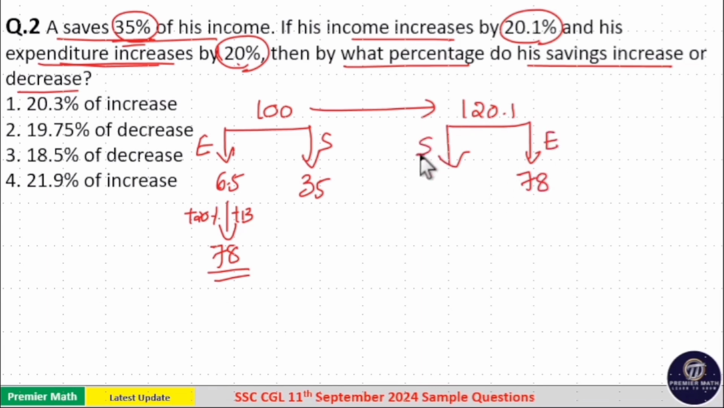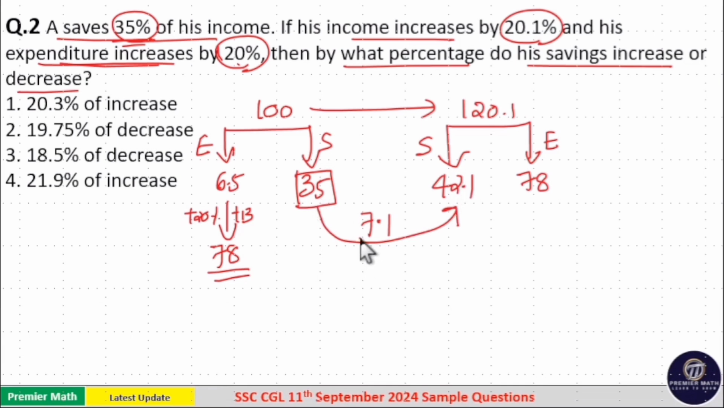Remaining is the savings. So savings is equal to 120.1 minus 78. 80 plus 40 is 120. So this is 42.1. So the new savings is 42.1. Now the increment is from this 35. So the increment is equal to 7.1 rupees. 42.1 minus 35 is 7.1.